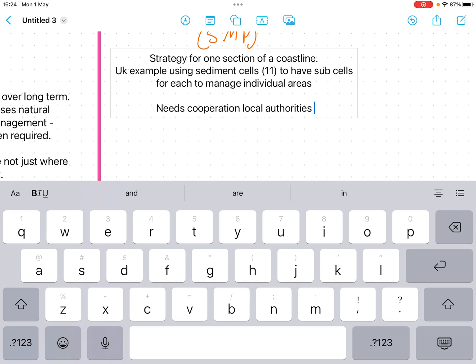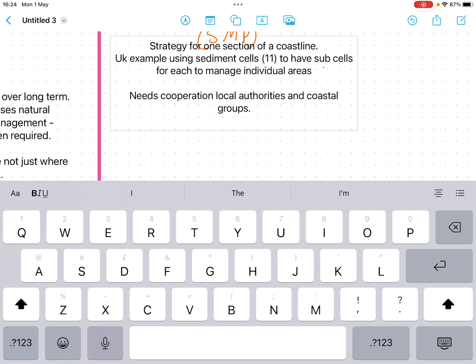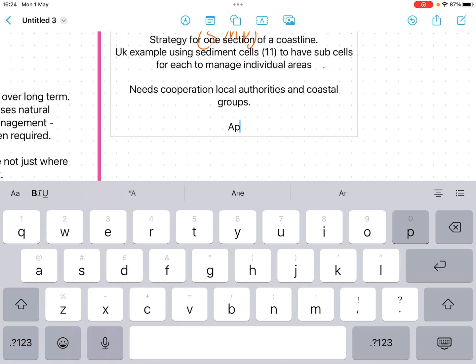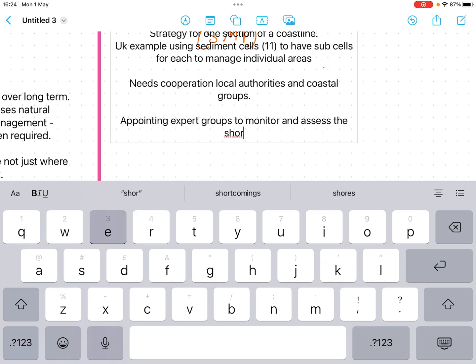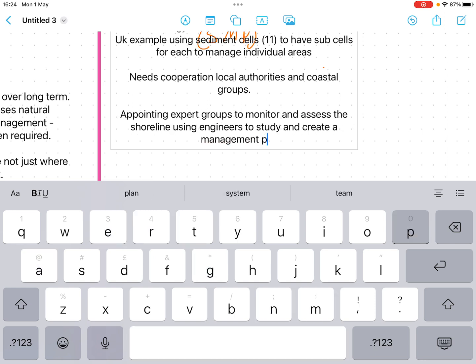So we need these local authorities, multiple councils, and different coastal groups to all be in agreement. And producing an SMP then involves appointing expert groups. And these groups then monitor and assess the shoreline, basically using engineers to study and create a management policy. And this management policy is then what underpins the idea of protecting each of these shorelines.